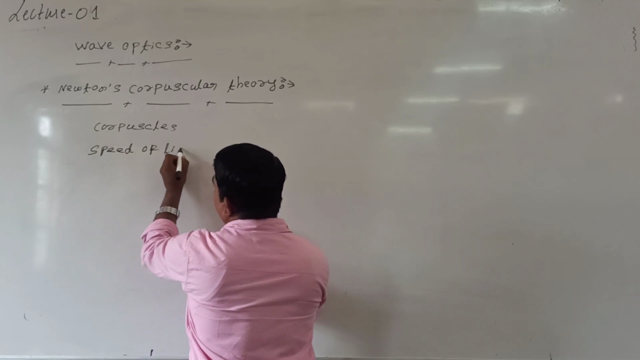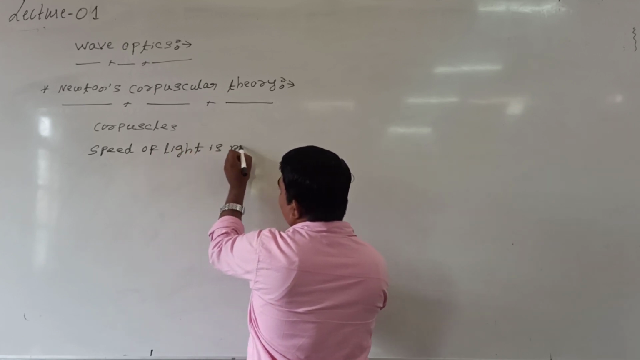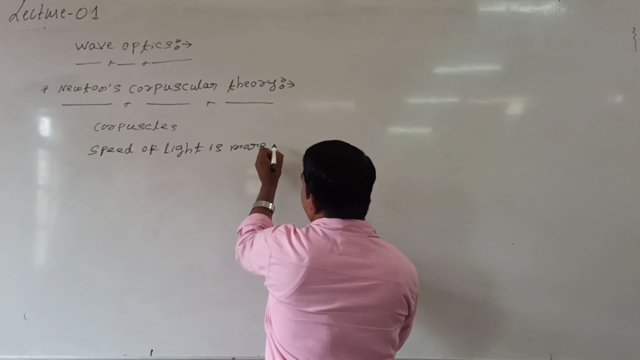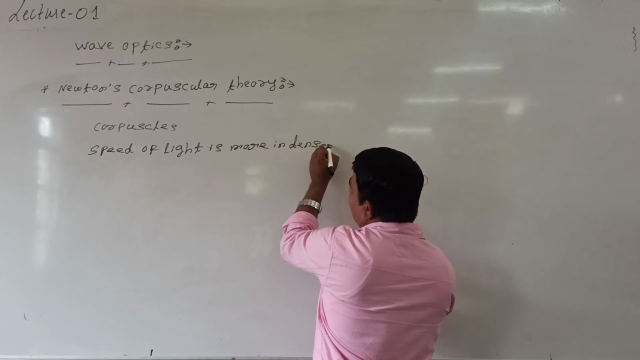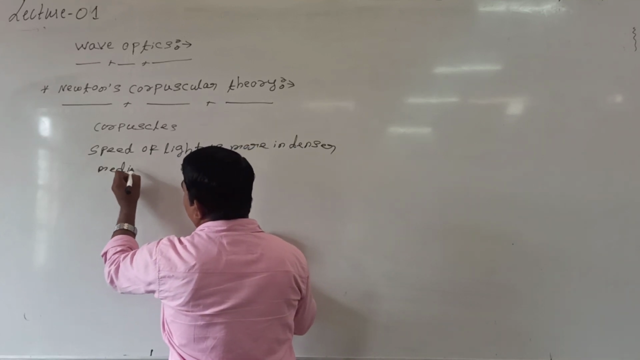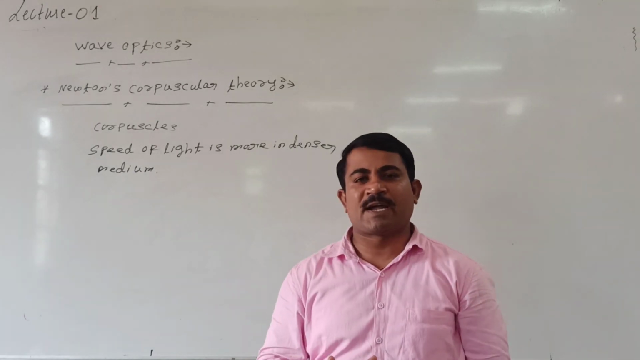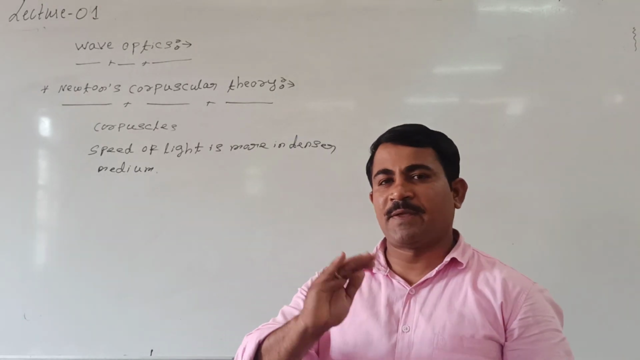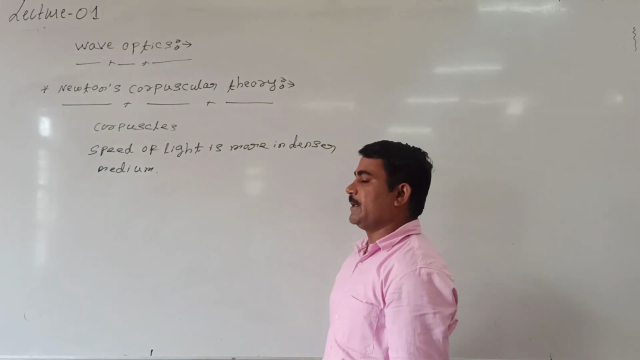Speed of light is more in denser medium than in rarer medium. Then later, Foucault proposed that the speed of light in denser medium is not more as compared to rarer medium. So this theory has been rejected.